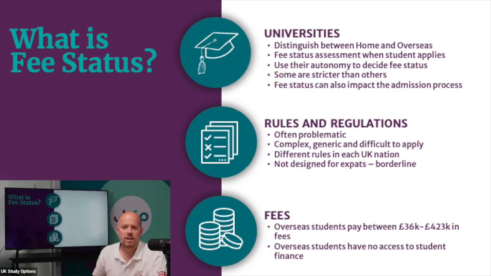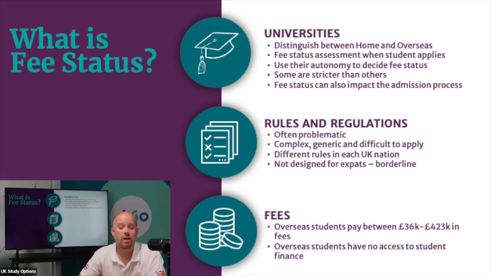But what is fee status? What are the basics when it comes to UK university funding and tuition fees? Well, all publicly funded universities in the UK need to distinguish between home fee and overseas fee-paying students on their courses. This is because for each home student that enrolls on one of their courses, they are able to claim public funding from the government that helps to subsidise the cost of delivering the course to those students.